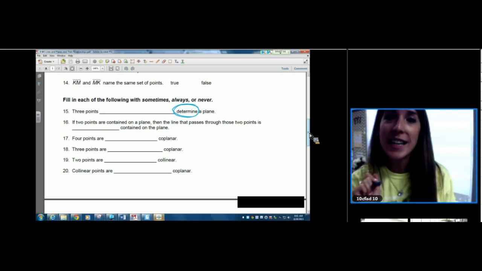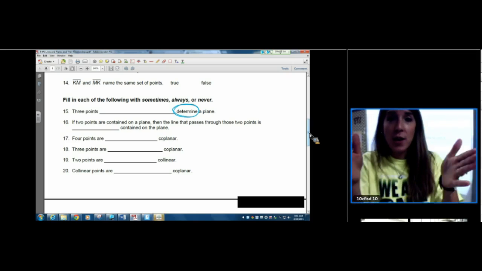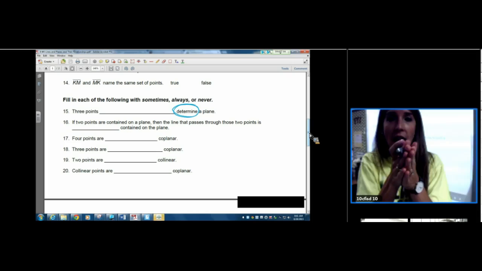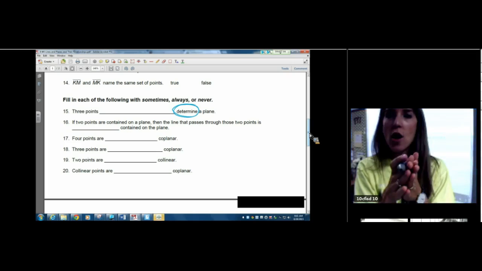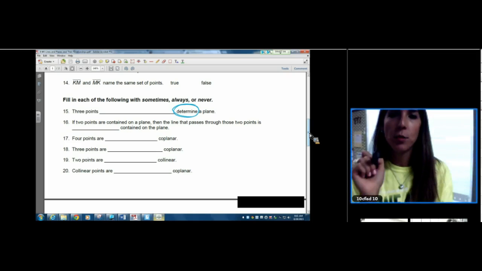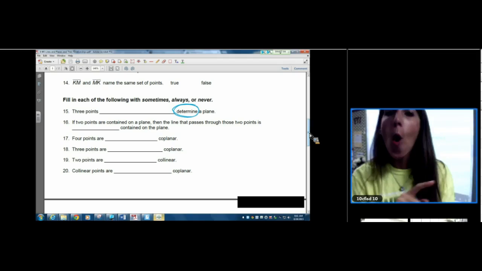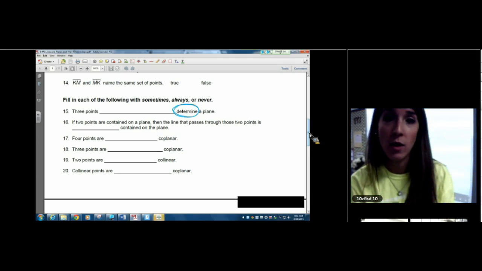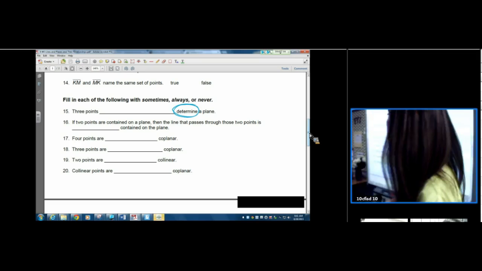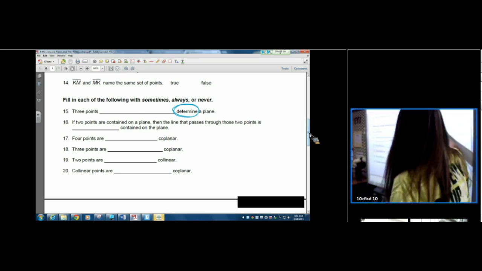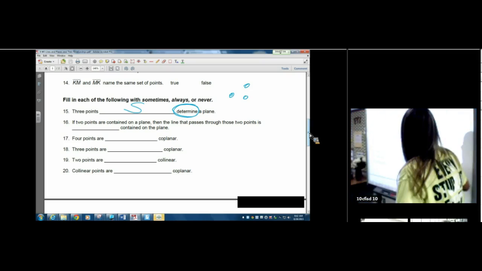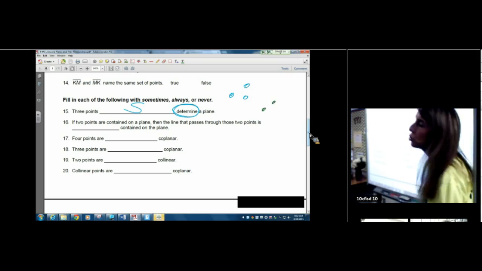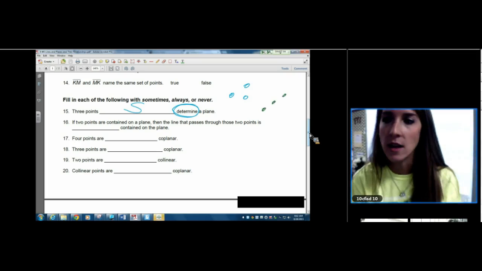But being coplanar is different than determining a plane. If I take a tripod and I put all of its legs in a row, in a line, will that tripod stay standing if someone comes and touches it? No, it's going to fall over. So 3 points determine a plane, but only if they're not lined up in a row. So they have to be non-collinear. And that's why it's sometimes, because these 3 points determine a plane. And these 3 points do not determine a plane. Now, are they coplanar?